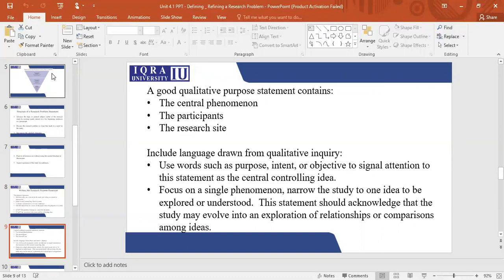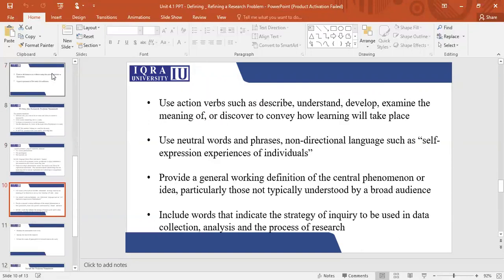You usually focus on a single phenomenon. You narrow down the study in your problem statement. As I said, you explore. You may be exploring relationships. You may be comparing ideas, and then you develop your question. You use action verbs in them. For example, the purpose of this study is to describe, or to understand, develop, examine, or discover.